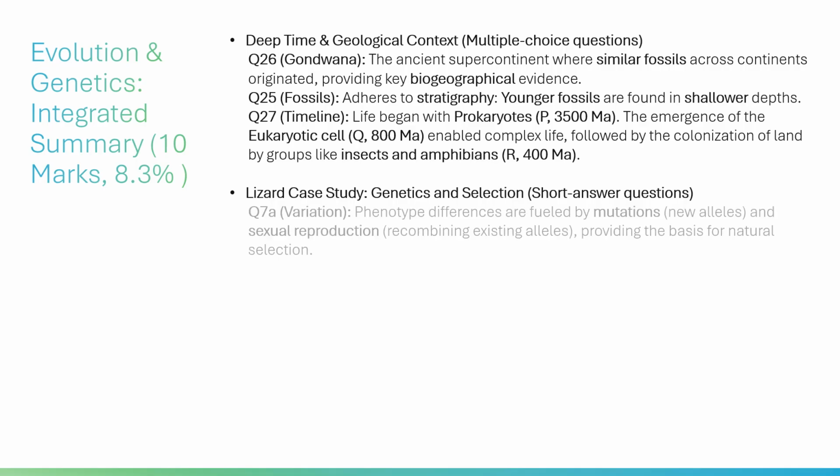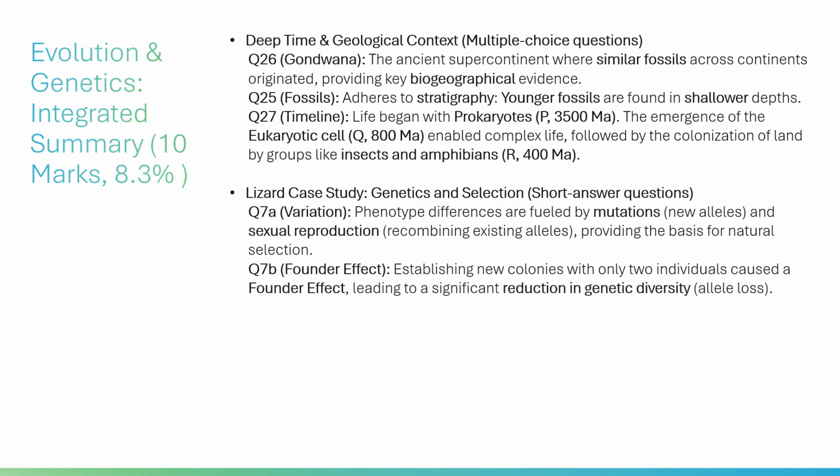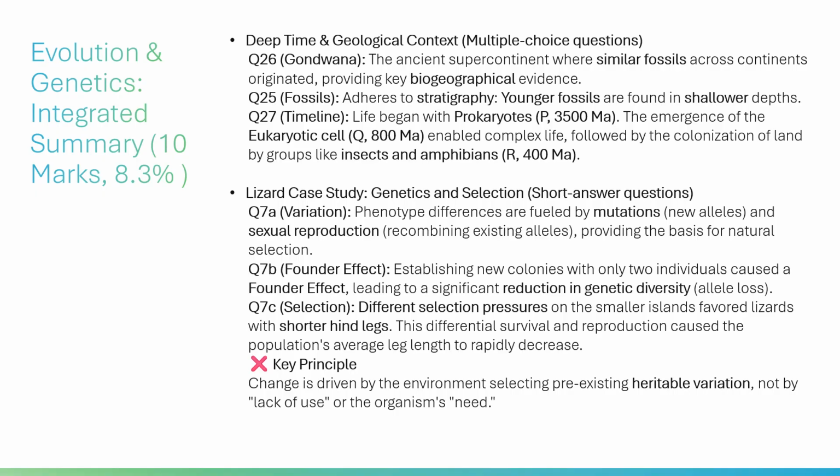Q7a, variation. Phenotype differences are fueled by mutations, new alleles, and sexual reproduction, recombining existing alleles, providing the basis for natural selection. Q7b, founder effect. Establishing new colonies with only two individuals caused a founder effect, leading to a significant reduction in genetic diversity, allele loss. Q7c, selection. Different selection pressures on the smaller islands favored lizards with shorter hind legs. This differential survival and reproduction caused the population's average leg length to rapidly decrease.